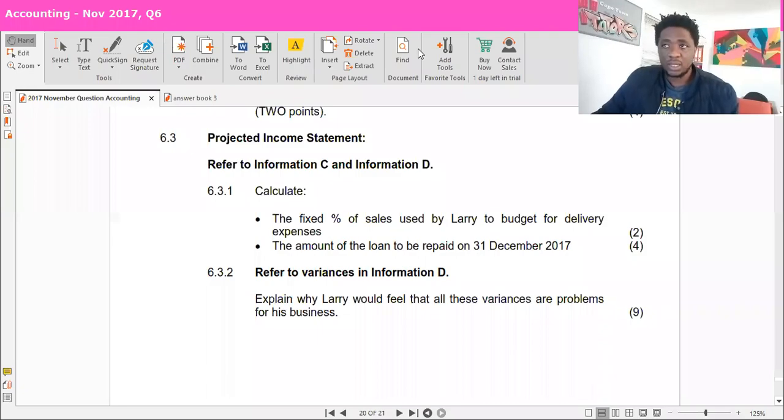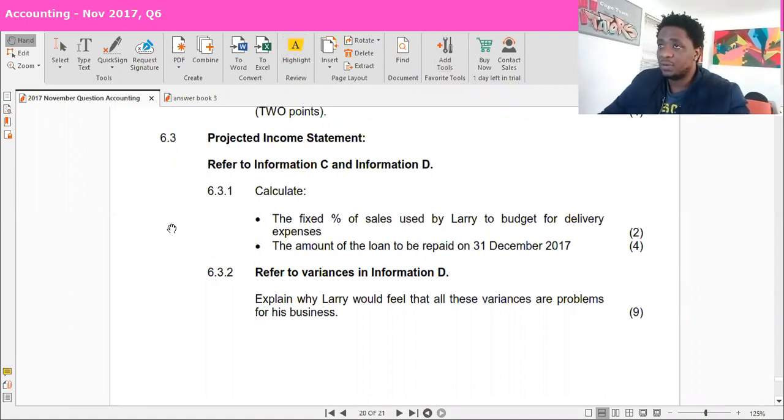Hey guys, welcome back. We are still continuing with question 6 of the November 2017 question paper. We are dealing with the cash budget and projected income statement. This question is going to be based on the projected income statement. Let's dive in.